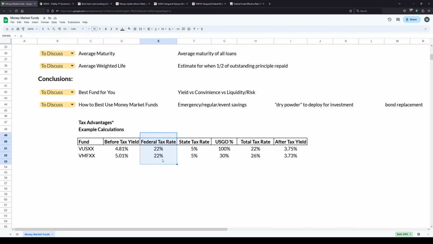This is actually pretty irrelevant for this calculation because you'll be paying the full federal tax rate for both of these funds. So this doesn't really matter. What matters is your state tax rate.